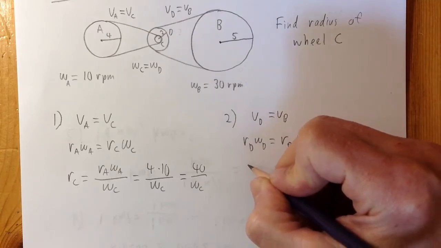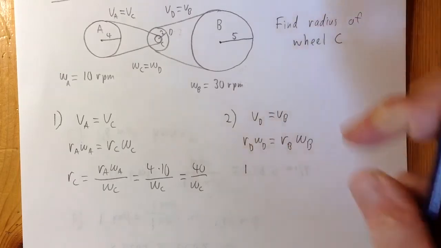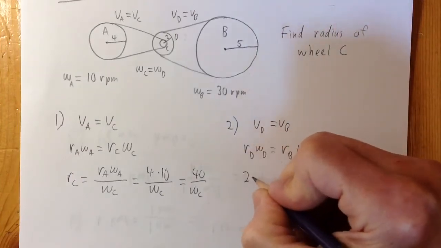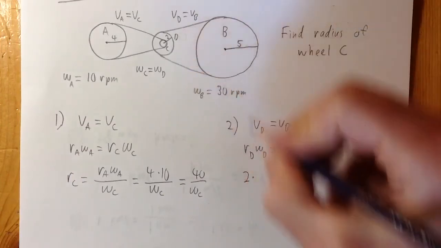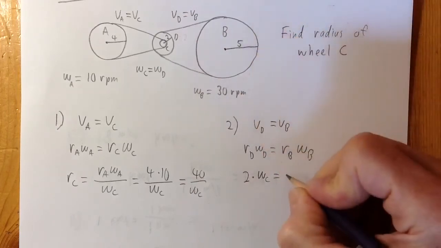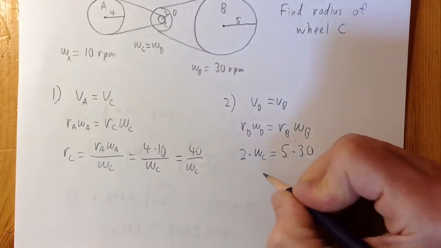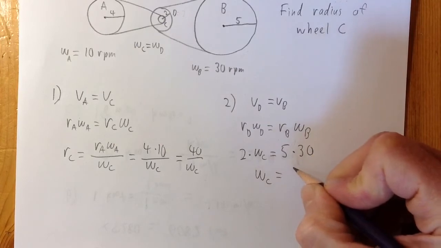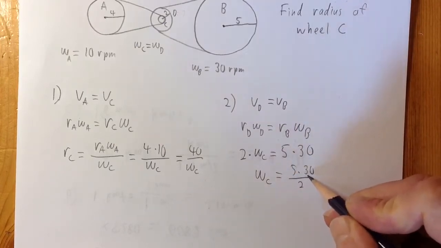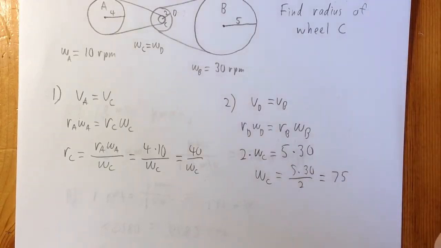The radius of D we know is 2, so I'm going to write 2 times omega D. Let's see, they're attached. Yep, omega C is equal to, let's say, the radius of B we know is 5, and we know it's turning at 30. So omega C is equal to 5 times 30 divided by 2. That's 150 divided by 2, which is 75. So omega C is 75.